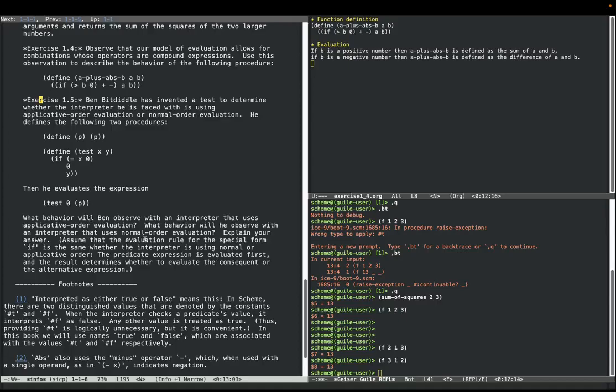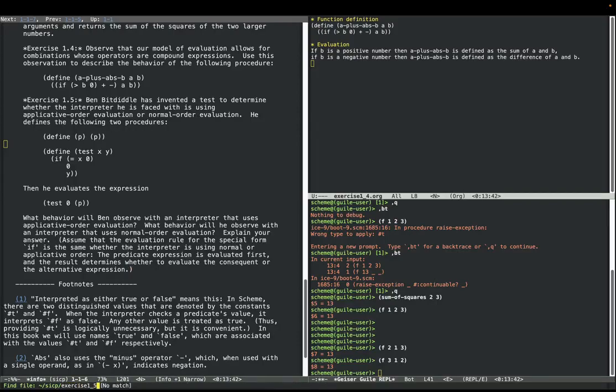What? Explain? Well, okay. Assume that the evaluation rule for the special form if is the same whether the interpreter is using... I don't really understand this part. Oh, he explains it now. The predicate expression is evaluated first, and the result determines whether to evaluate the consequent or alternative expressions. Okay, so I would have assumed that in normal order... no, never mind. Okay, let's try and work this out.